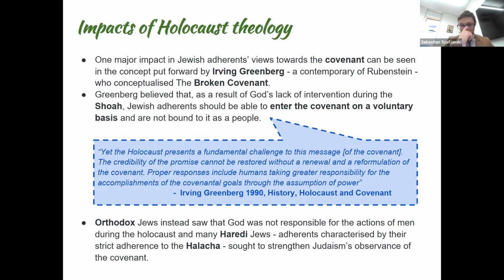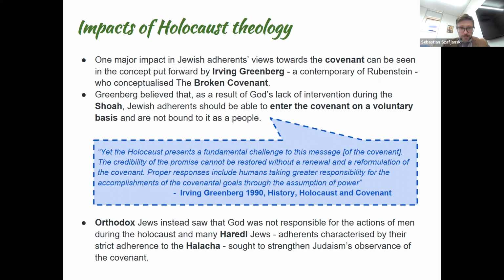So rather than being a chosen people that God has decided to hold to the covenant, the adherent now was the person making that choice. And it's funny because this broken covenant idea and Greenberg's assertion actually links into what Berkovitz was saying about man's free will. You could contextualize that and link that idea of free will to this broken covenant and the choice of covenant, right?